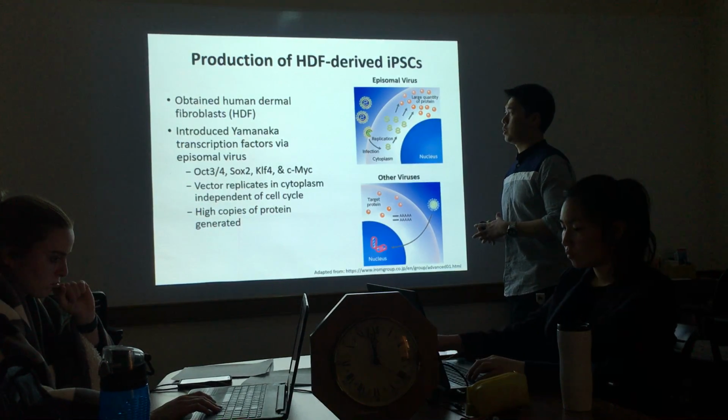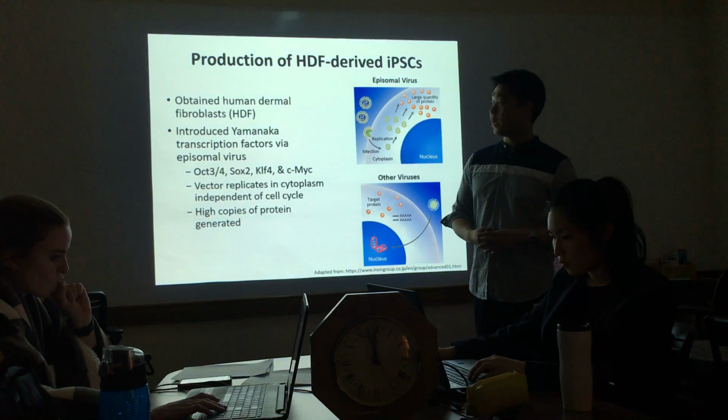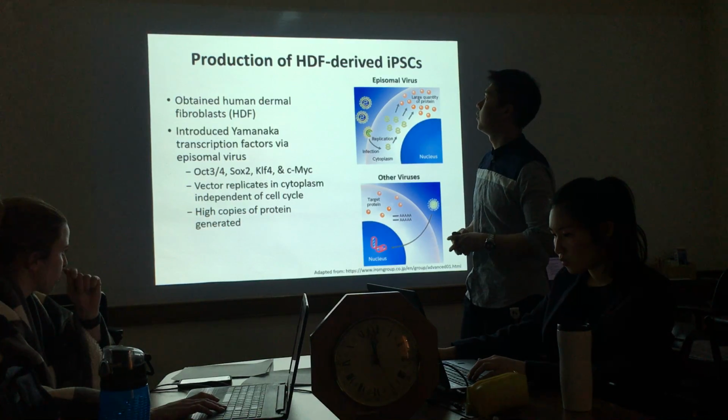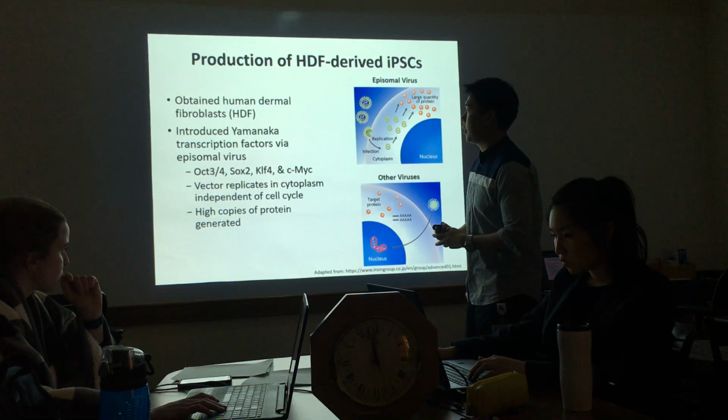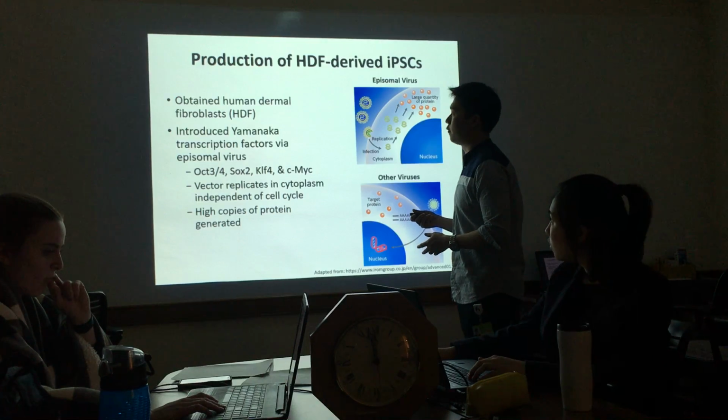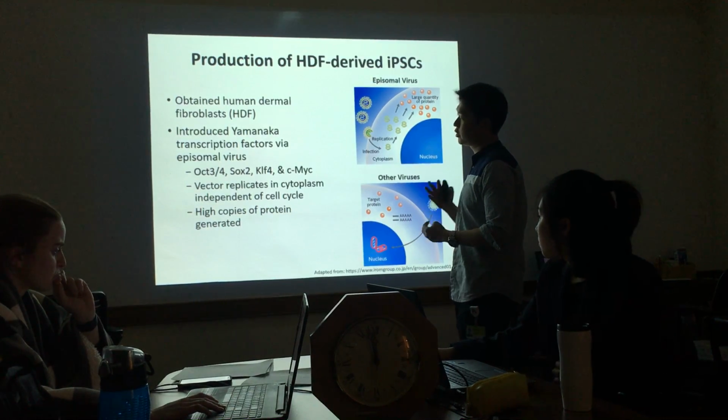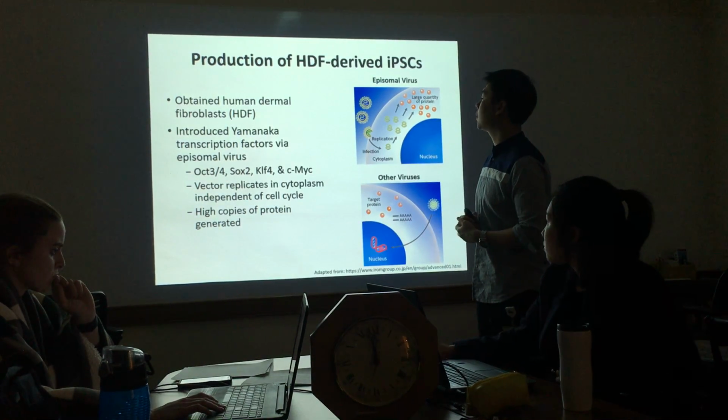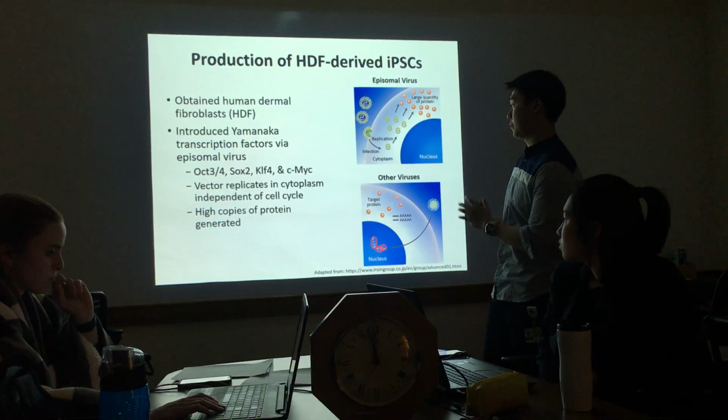So what they did first was they obtained some human dermal fibroblasts, or in short HDF, and they introduced Yamanaka transcription factors, 4 of them, which were OCT3 and 4, SOX2, KLF4, and CMYC, using episomal viruses.